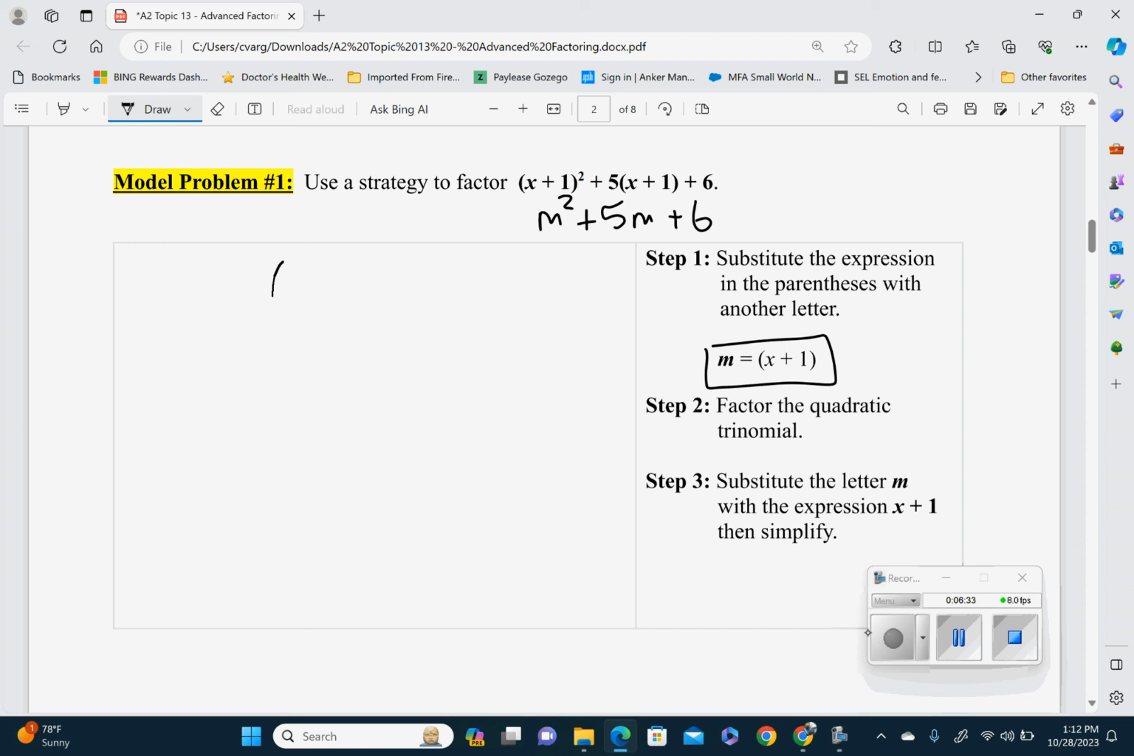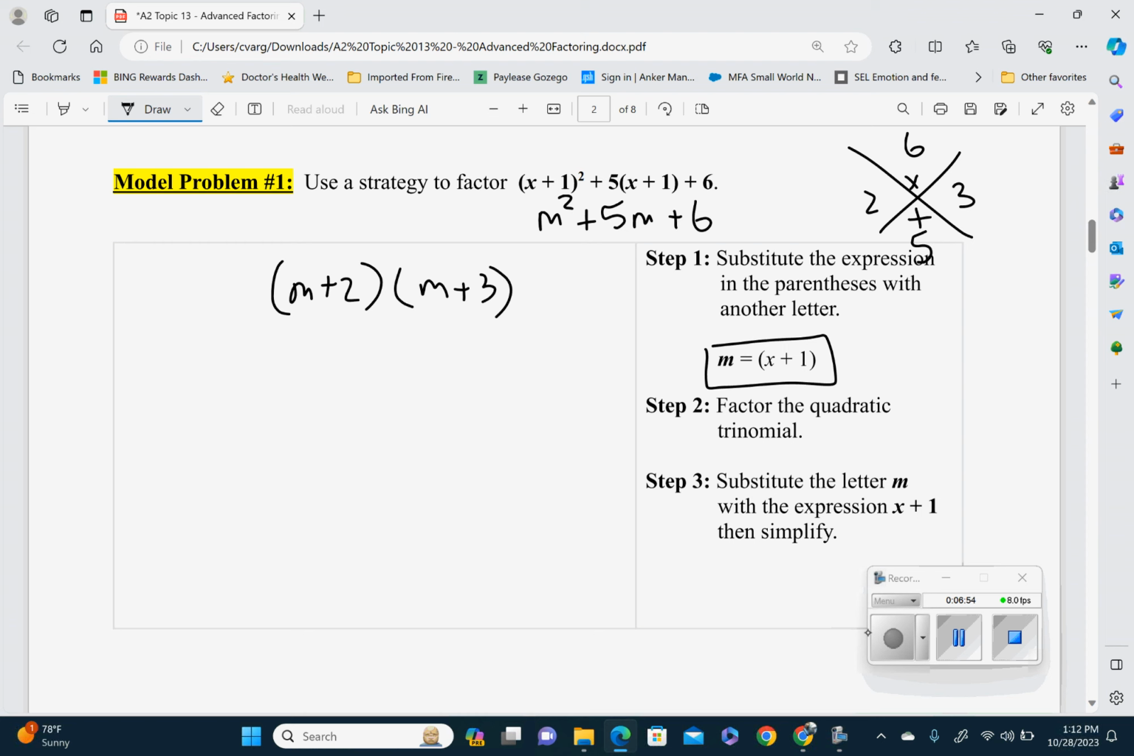So this is a double bubble. I'm looking for two numbers that multiply to give me 6 and add to give me 5. So 6 and 1, yes, but everything is positive. 2 and 3, looks like it works. 2 plus 3 is 5. 2 times 3 is 6. So I have m plus 2 and m plus 3.